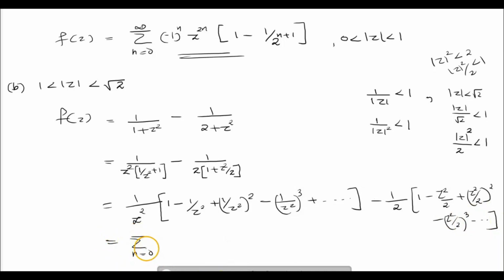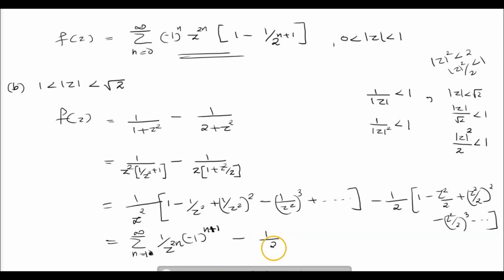Series n is equal to 0 to infinity. This is 1 by z square, 1 by z raised to 4, 1 by z raised to 6. So 1 by z raised to 2n, n is equal to 1 to infinity. So that first term is 1 by z square and alternately plus and minus. We start with n is equal to 1, so put n plus 1.